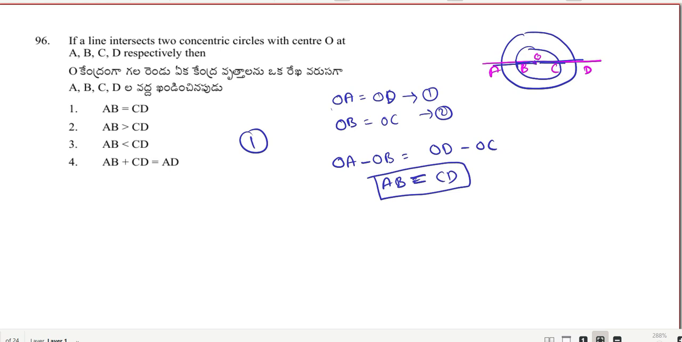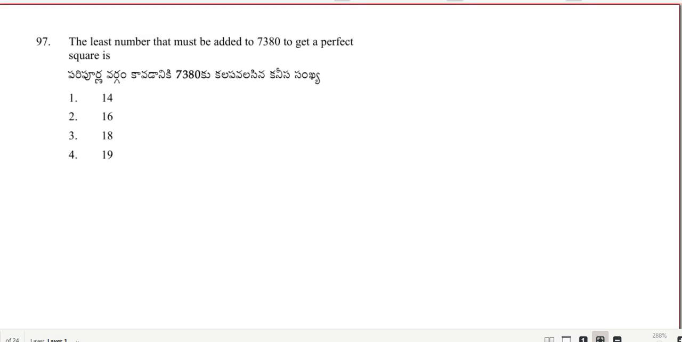Okay. Now let us move to the next question. The least number that must be added to 7,380 to get a perfect square. For this, I'm going to find the square root by using the division method. Firstly, we need to take two digits as one group. The first group is 73. What is the nearest perfect square that can be subtracted from 73? That is 64. The square root of 64 is 8. So we take 8 here, and here you add 8 to it, then it becomes 16, and subtracting 64 from 73 we get 9, and bring down the 80.